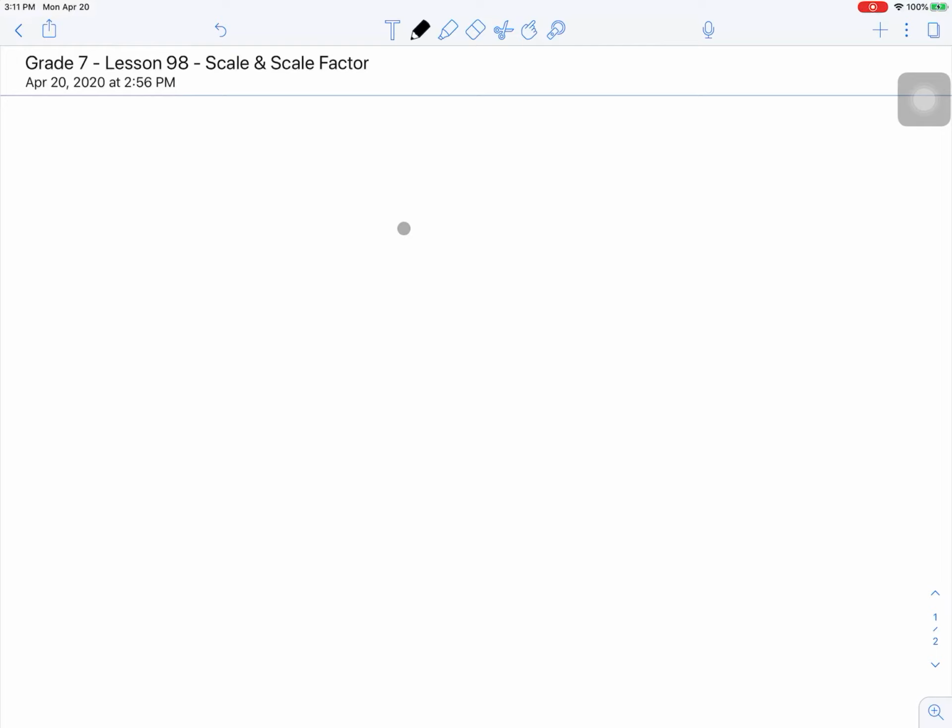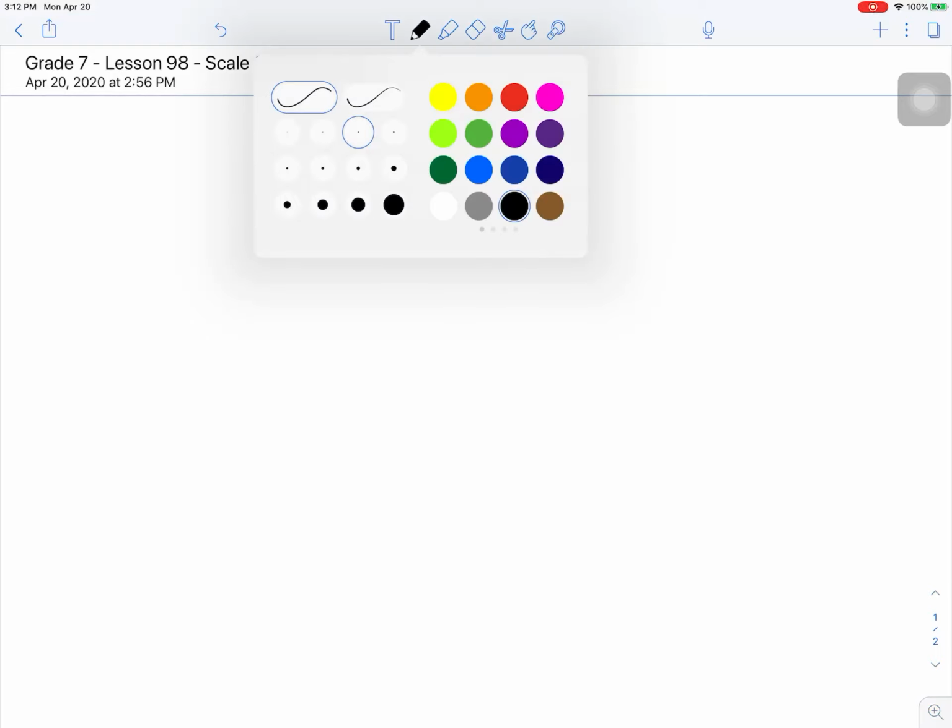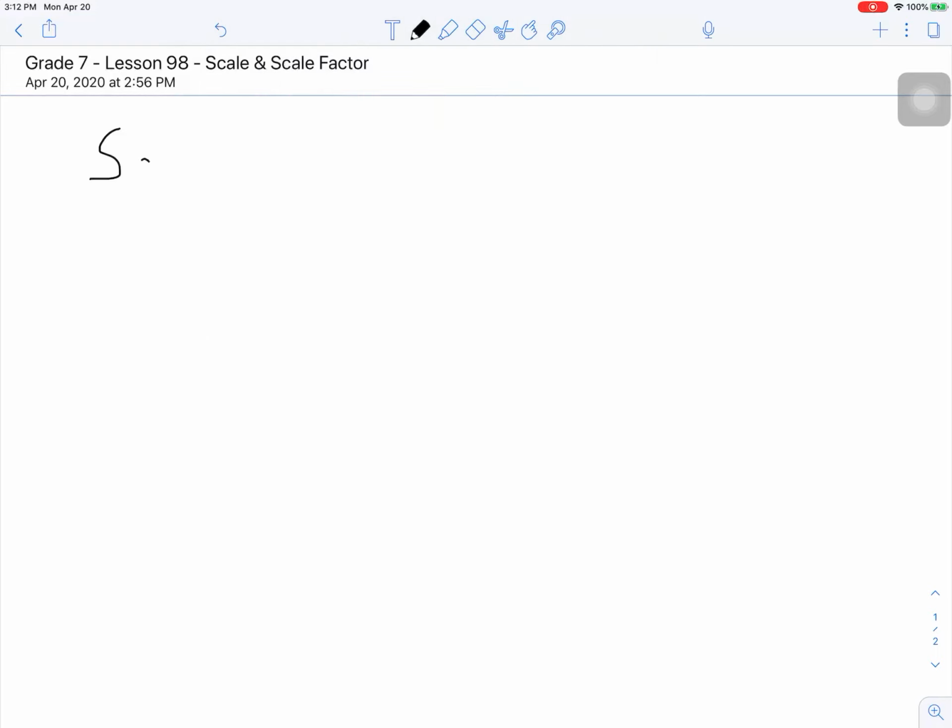All right, grade 7. What we're going to look at is scale and scale factor. Pretty easy to look at scale. You probably have gone through this before, but scale basically says for one inch on a drawing, something is 4 inches in real life. There's a very simple way to do it.